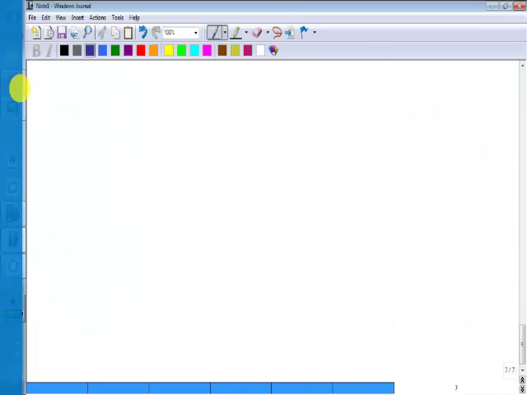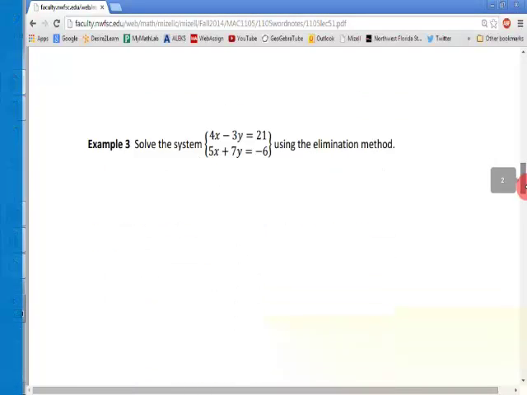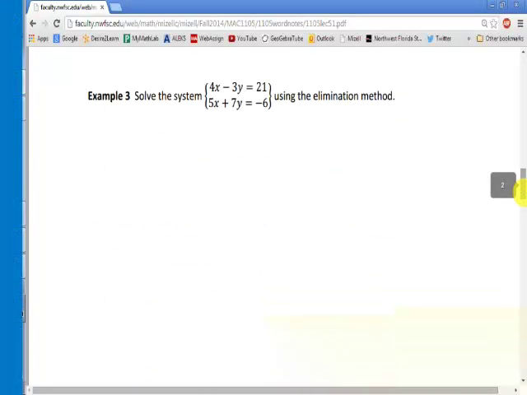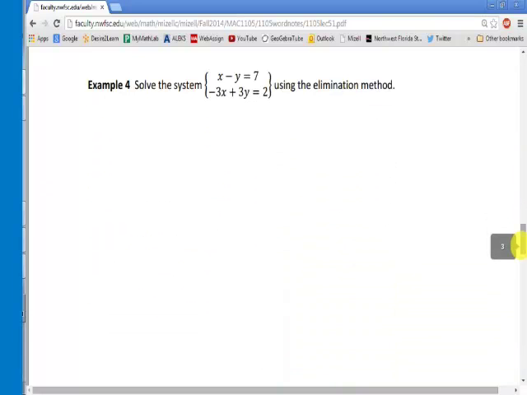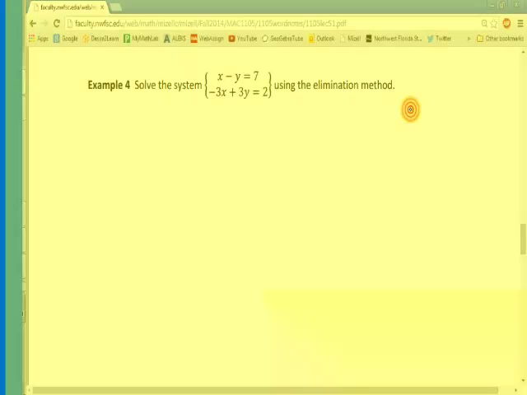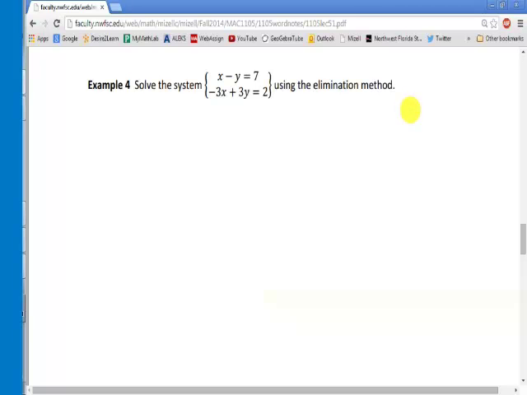We need an inconsistent system. That's not one. I don't like that. That was ugly. Let's do something nicer than that. Here we go. Here's our inconsistent system. Example 4. There are plenty of ugly examples later on, so I didn't see the need to do example 3.